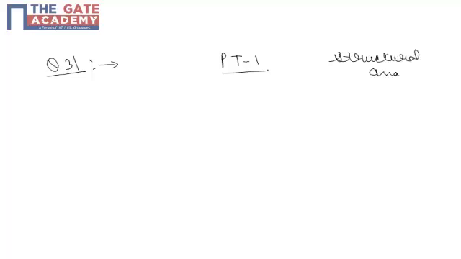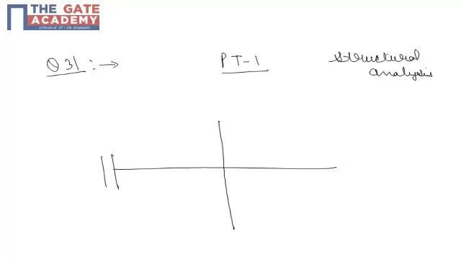Now, question number 31 is an interesting question from part test 1 from the topic of structural analysis. In this question, a frame is given. One end is having a guided roller support, one end is having a fixed support, and here a concentrated load P is acting.